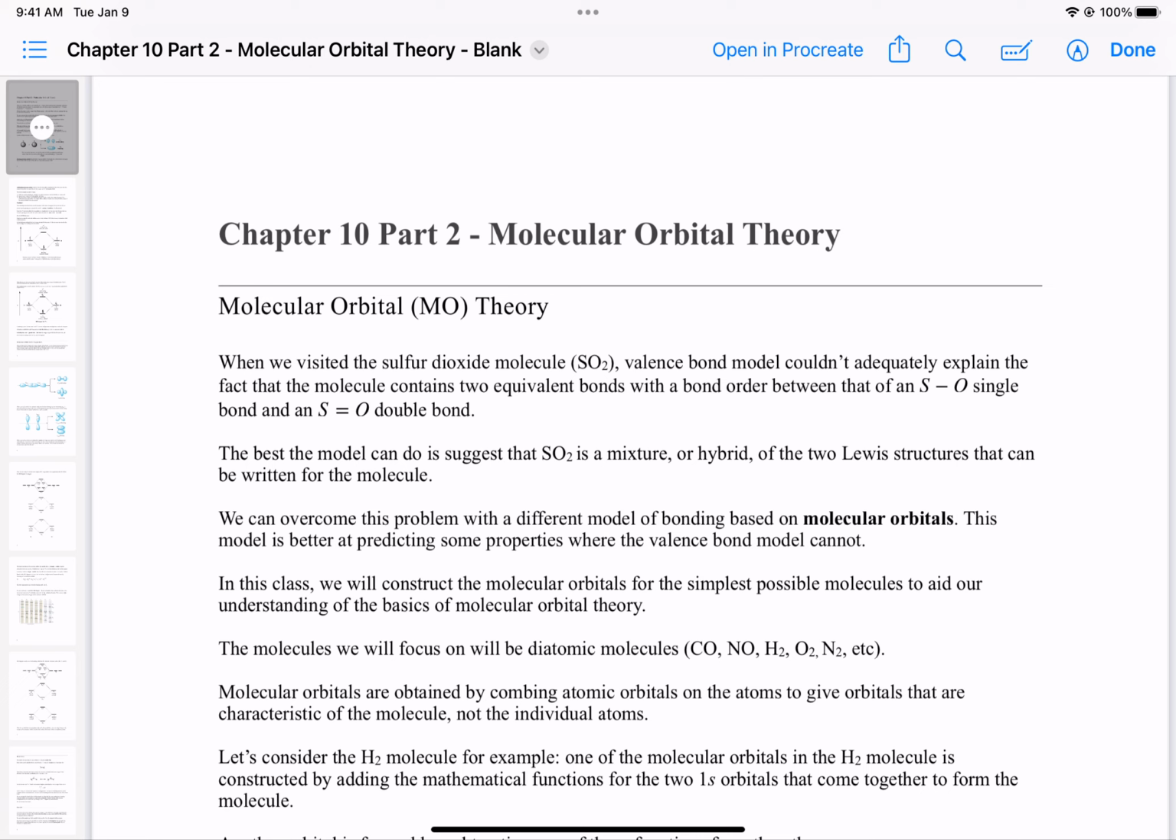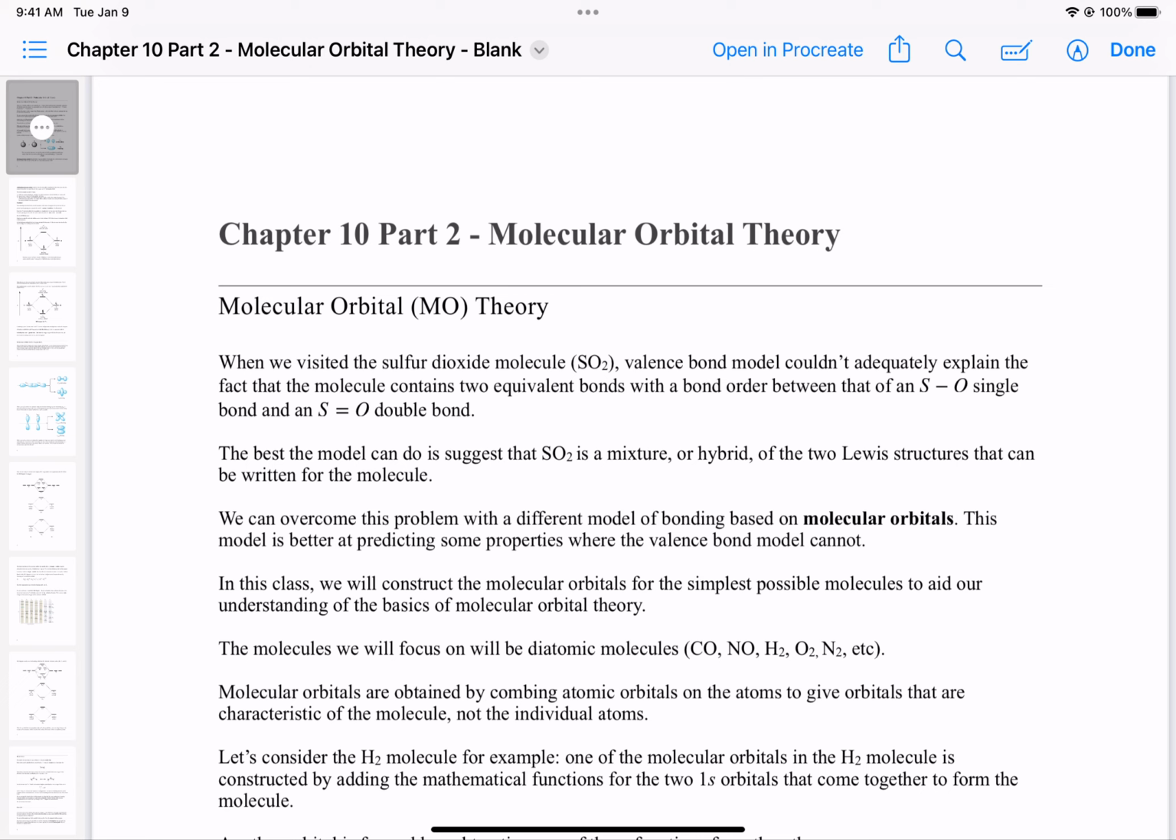Okay? So we can actually overcome this problem with a different model of bonding based on orbitals that don't sit on one atom, but encompass the whole molecule. And that's called molecular orbitals. This model was created because it's better at predicting some properties when the valence bond model fails. So they kind of coexist with each other.